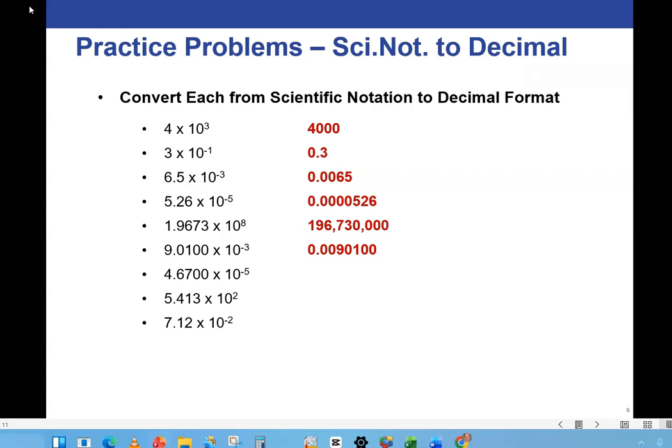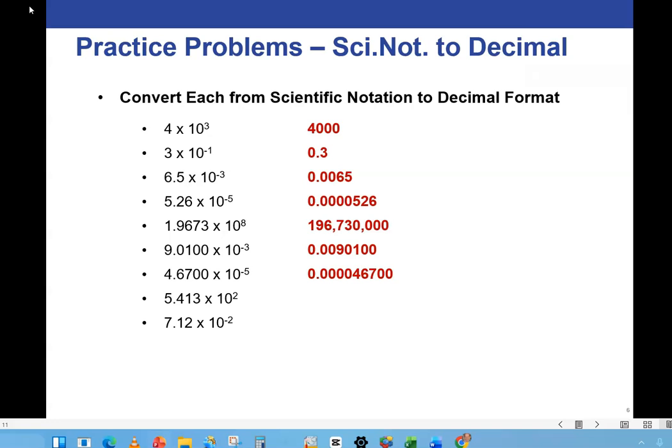Next number is 4.6700. Again, these are significant. Times 10 to the minus 5. So the easiest way to do this is just to place the 4 in the fifth position after the decimal place and then just continue writing the rest of the digits. So it would be 0.00004 in that fifth position, 6700.